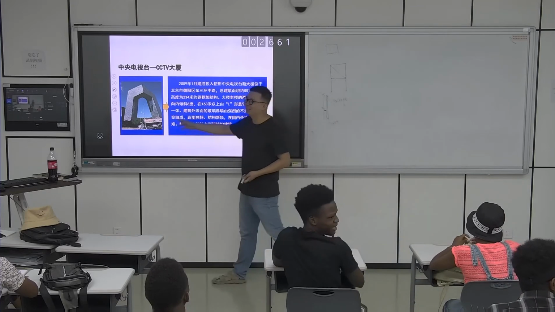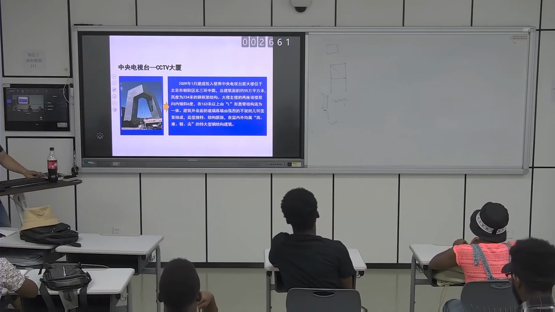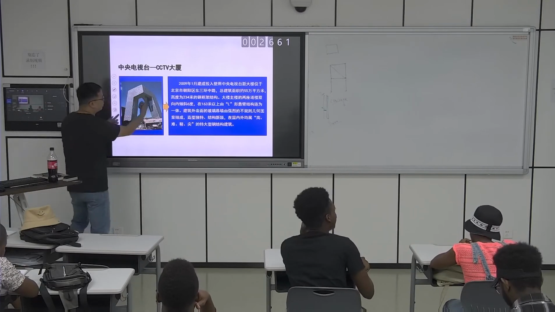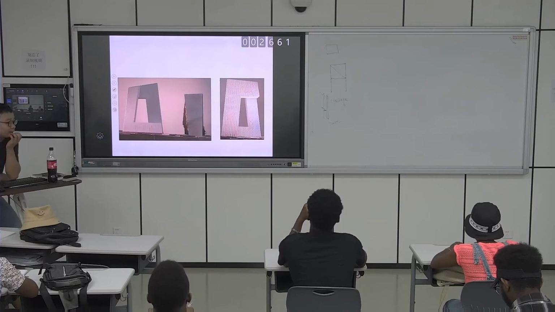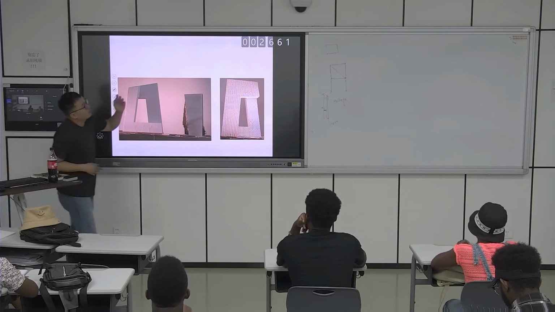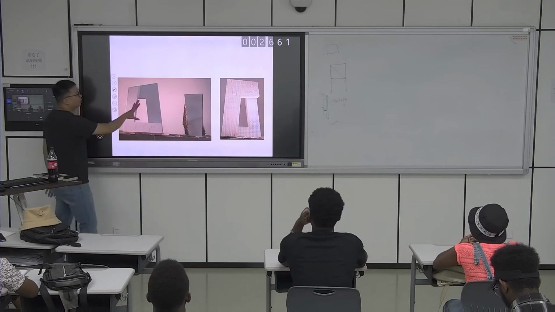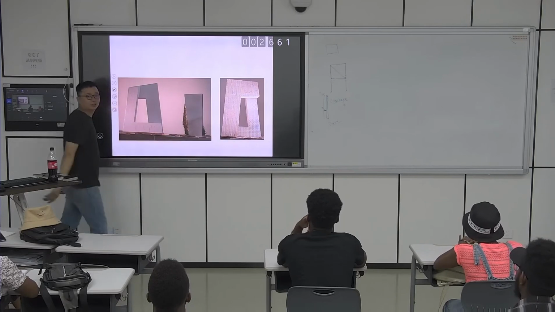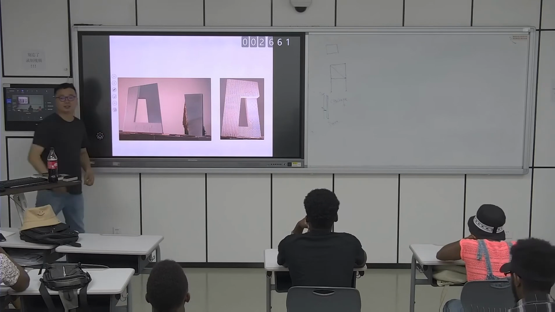CCTV is the mouth of China. It's divided from two L shapes together. It's very difficult to construct this. This is the design part. If you know the word, you can see the meaning of the building. You can tell the word, the Chinese culture, right?